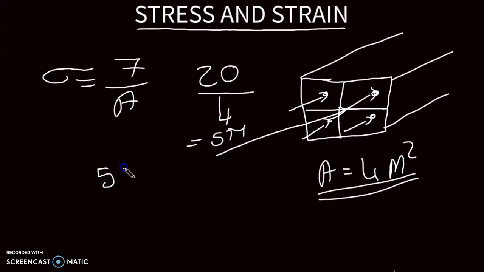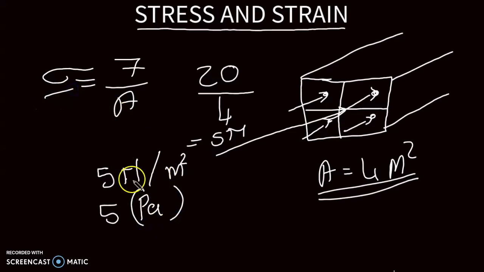Therefore, we're going to say that 5 newtons will be applied on each and every square meter, which will be 5 newtons per square meter of the object. Or we can just say it's 5 Pascal. Pascal is the SI unit of stress, and it is derived from here. If you get an SI unit, they say Newton per square meter, it's the same as saying Pascal. So from there, we go to strain.